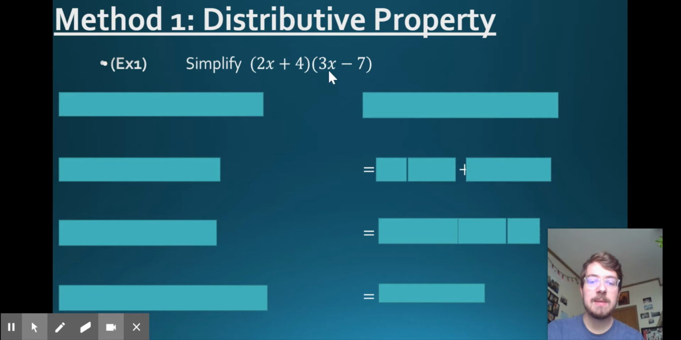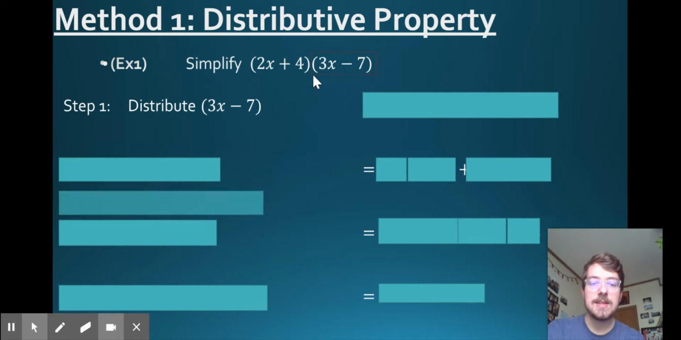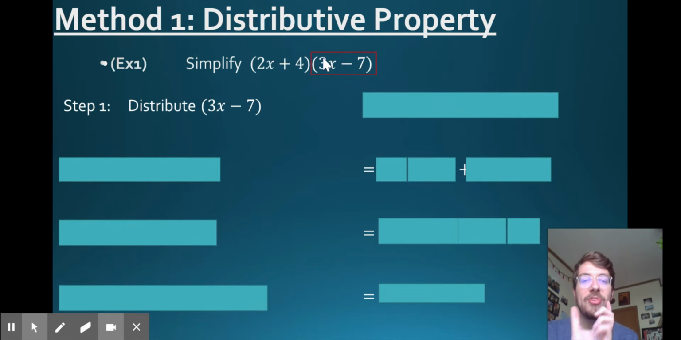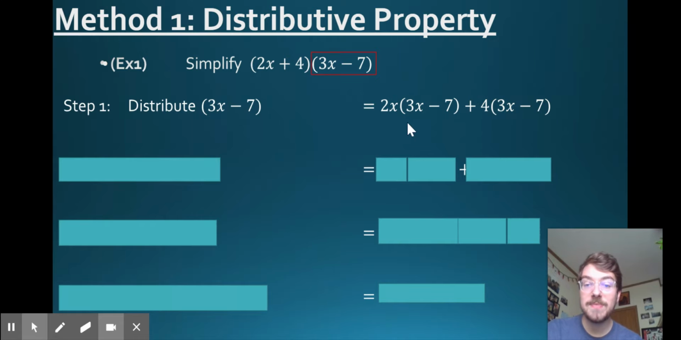So I'm taking one binomial and multiplying it by the other. With distributive property, I'm going to think of this 3x minus 7 as just one whole thing that I'm going to distribute to start stuff off with. So I'm going to distribute all of 3x minus 7 to 2x plus 4. It's going to look something like this. I kind of split it into two different parts. Now I've got 2x times the whole thing, and then 4 times that whole thing. And notice how they're separated by a plus sign because 2x and 4 were also separated by a plus sign.